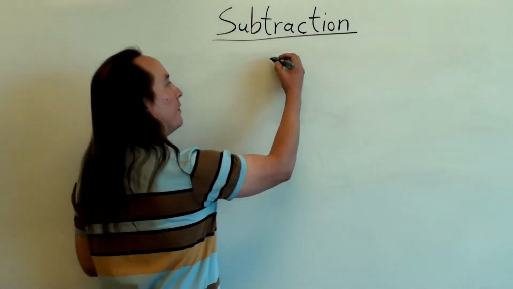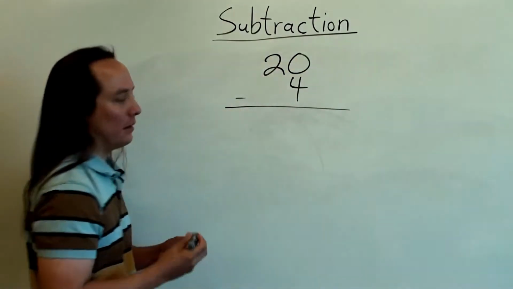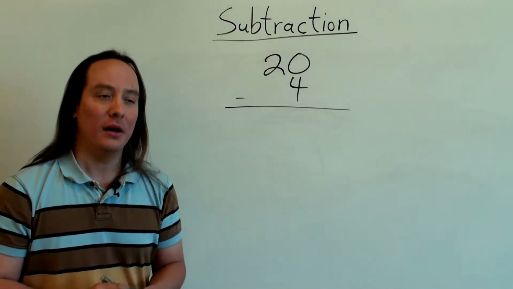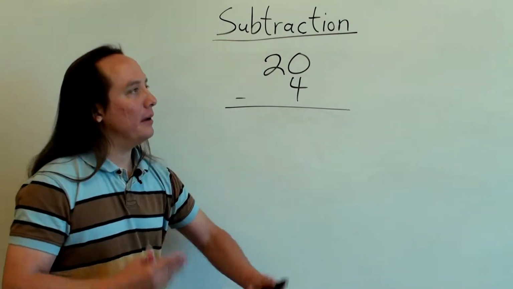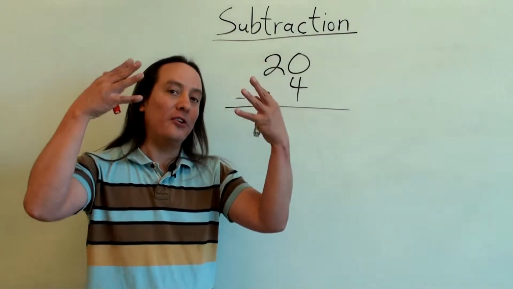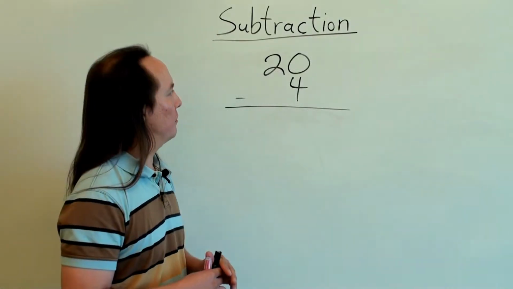Next problem. This will be the first one where I'm going to show you about borrowing. Right? We're going to look at a problem where we have to borrow. So what is borrowing? Borrowing occurs when we don't have enough in the larger number to subtract the bottom number. That make sense? What I'm trying to say.